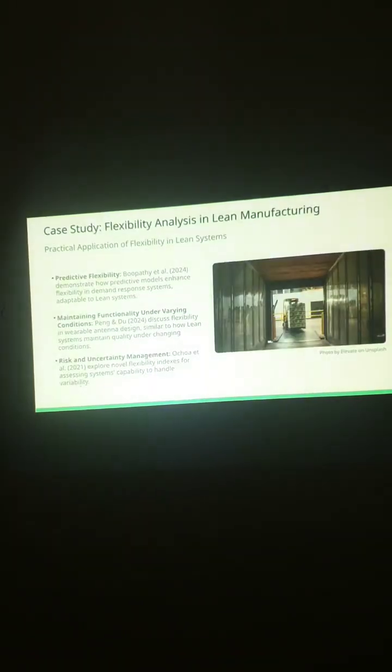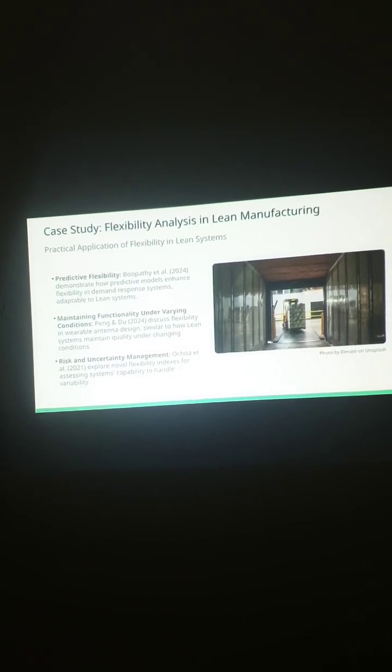Okay, this is a case study on the flexibility analysis in lean manufacturing. So predictability analysis, flexibility, okay, Bupati et al. demonstrate how predictive model enhances flexibility in demand response system. Okay, maintaining functionality under varying condition. Peng and Du discuss flexibility in wearable antenna design, similar to how lean system maintains quality under changing condition.